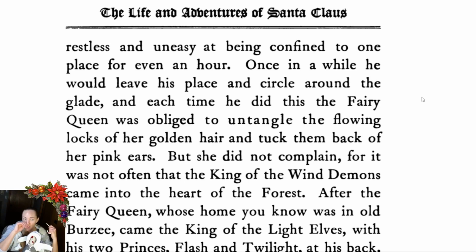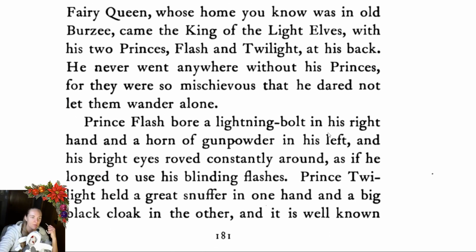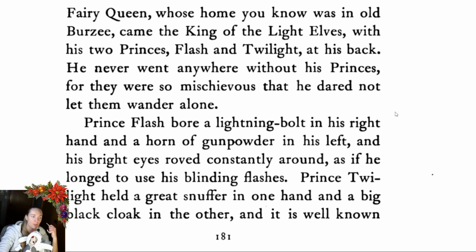After the fairy queen, whose home you know was in Old Burzee, came the king of the light elves, with his two princes, Flash and Twilight, at his back. He never went anywhere without his princes, for they were so mischievous that he dared not let them wander alone. Prince Flash bore a lightning bolt in his right hand and a horn of gunpowder in his left, and his bright eyes roved constantly around as if he longed to use his blinding flashes.